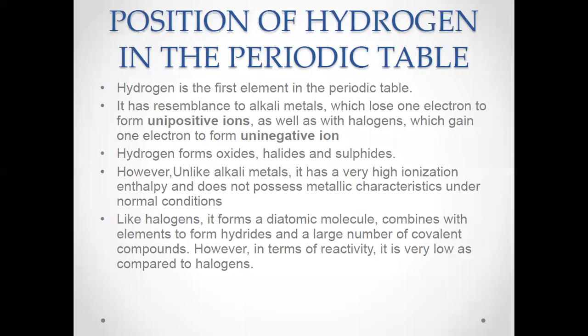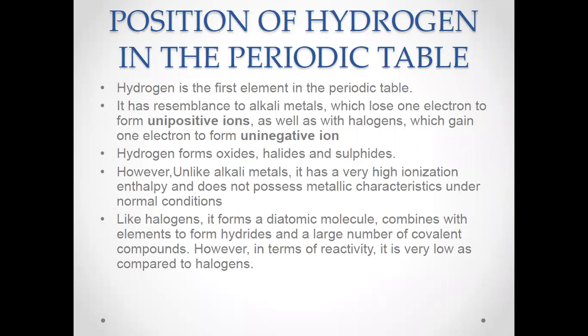Like halogens, it forms a diatomic molecule. Halogens are generally gases. To acquire a stable state, they combine with each other and form diatomic molecules, for example Cl2, O2, N2, and F2. These are examples of diatomics. So like the halogens, hydrogen exists in H2 form, the hydrogen molecule. It combines with elements to form hydrides and a large number of covalent compounds. However, in terms of reactivity, it is very low as compared to the halogens.